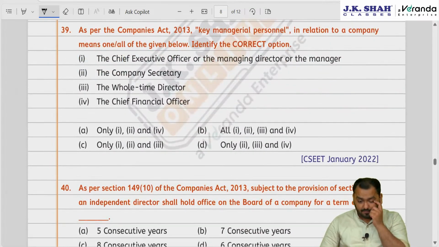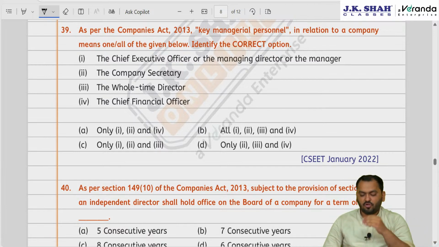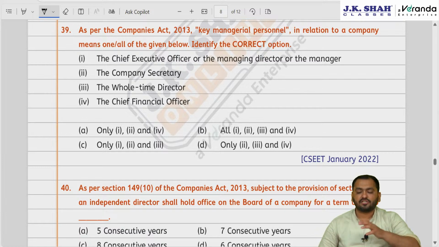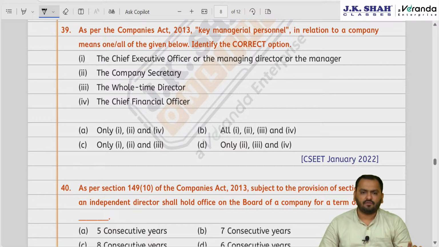Next, as per Companies Act 2013, KMP in relation to a company means one or all of the given below. Identify the correct option. Come on. KMP in relation to company. So again here we need to understand the definition of KMP, as we have done earlier also. The definition of KMP is given in section 2, clause 51.